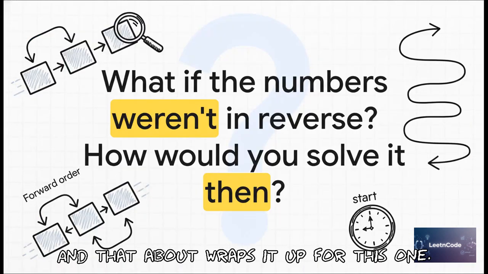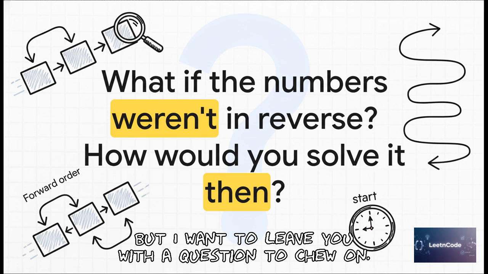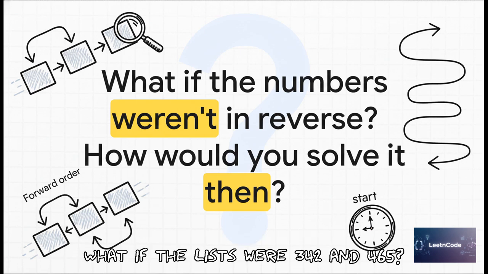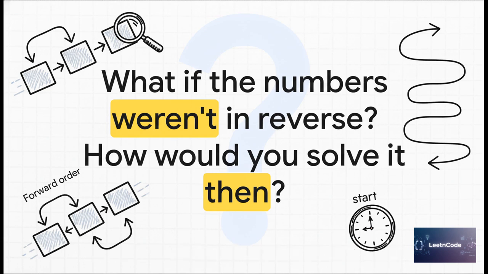And that about wraps it up for this one. But I want to leave you with a question to chew on. What if the numbers weren't in reverse? What if the lists were 342 and 465? You'd still need to start adding from the end, but you can only move forward in a linked list. So, how would you solve that? Something to think about.